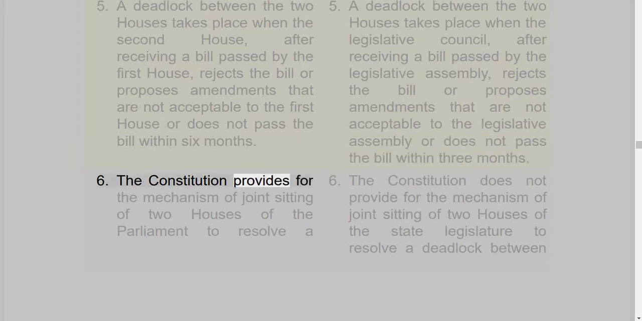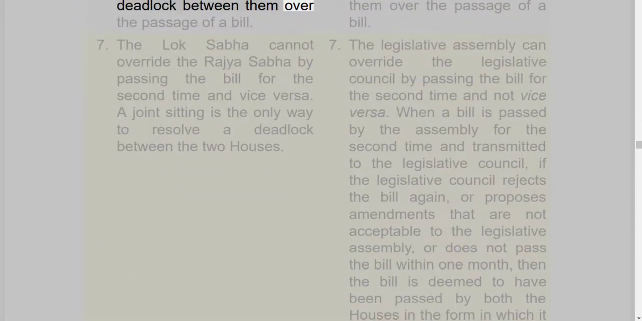6. The Constitution provides for the mechanism of joint sitting of two houses of the Parliament to resolve a deadlock between them over the passage of a bill. 6. The Constitution does not provide for the mechanism of joint sitting of two houses of the state legislature to resolve a deadlock between them over the passage of a bill. 7. The Lok Sabha cannot override the Rajya Sabha by passing the bill for the second time, and vice versa. A joint sitting is the only way to resolve a deadlock between the two houses.